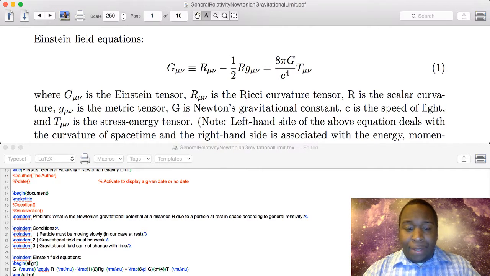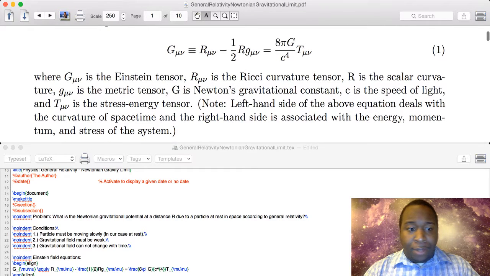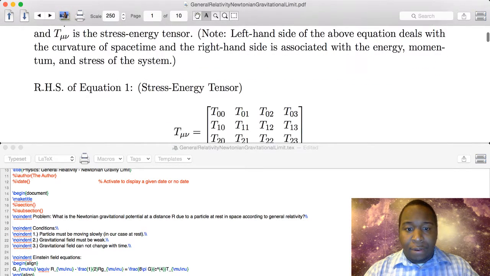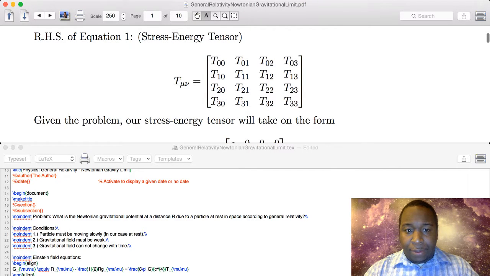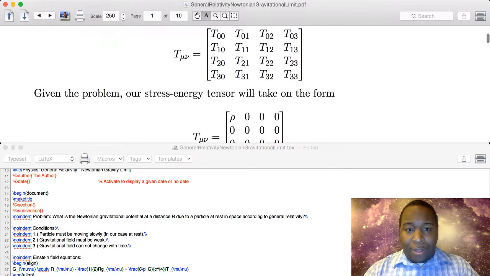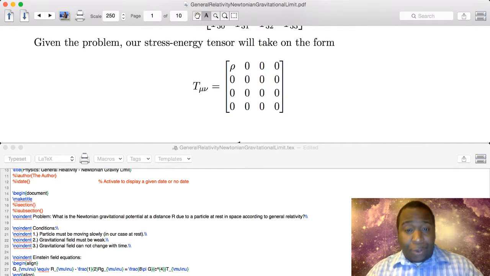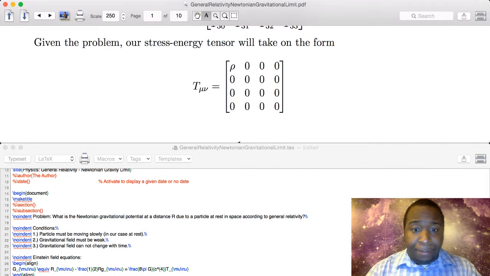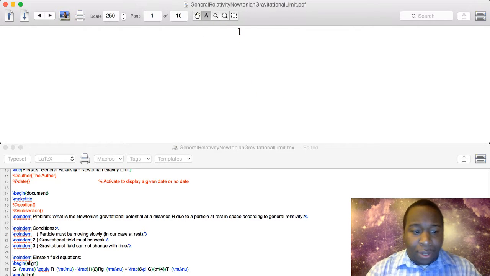We end up discovering that given the problem that we have, that particular 4x4 tensor matrix, which can be put in terms like this, reduces to only having a single element that's non-zero. That's the T sub 00 element, which is going to be the mass density of our system. That pretty much handled the right-hand side of the equation, which was pretty simple.